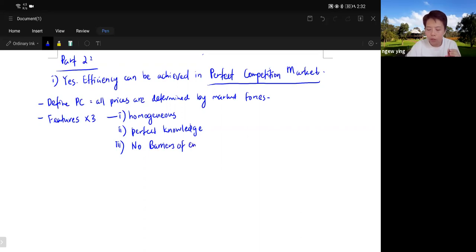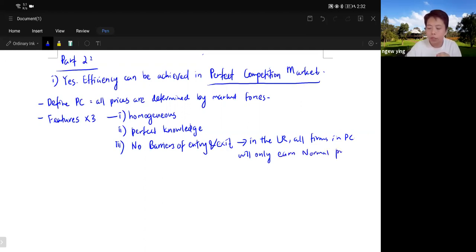And lastly, a perfect competition market is a market with no barriers of entry and exit, meaning that any new firms can enter the market anytime and they can leave the market anytime. Because of no barriers of entry and exit, in the long run, all firms in PC will only earn normal profit, which means it's just a break even in the long run.